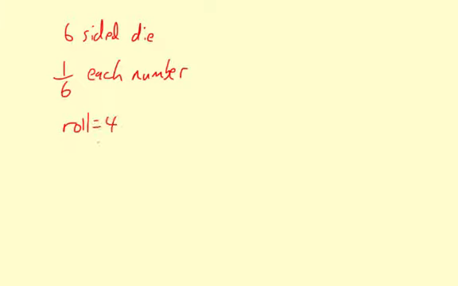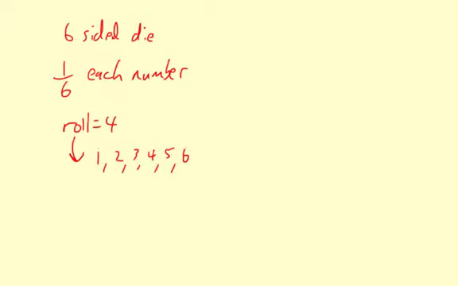Let's say you're rolling a six-sided die. Since it's a six-sided die, there's a 1/6 probability of each number. A fair die is completely random. Let's say your first roll is a 4. Does that have an impact on your next roll? Does that change the probability? Well, no, because the outcomes are still 1, 2, 3, 4, 5, 6, and they're all equally likely.